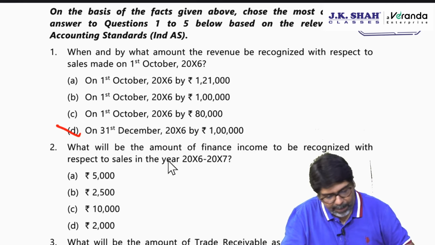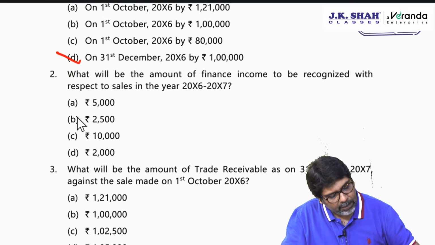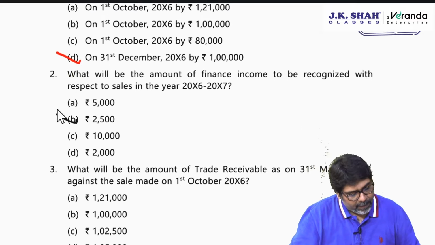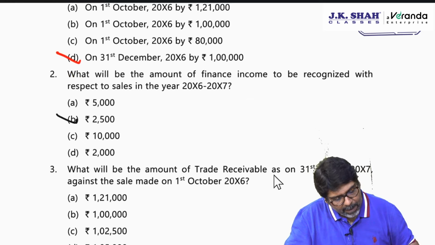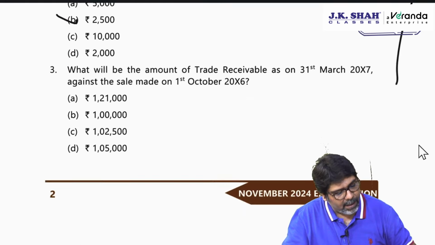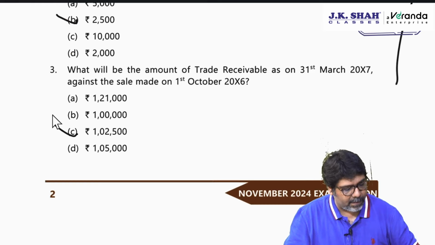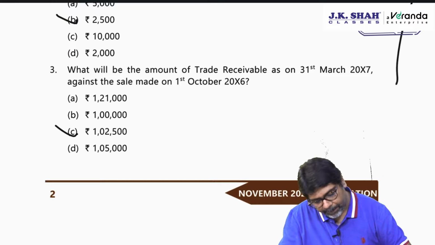What will be the amount of finance income to be recognized with respect to sales in the year 06-07? At year end March they will recognize a finance income of 2500. What will be the amount of trade receivables? 1 lakh plus 2500, that is 1 lakh 2500 will be the trade receivables. Correct?